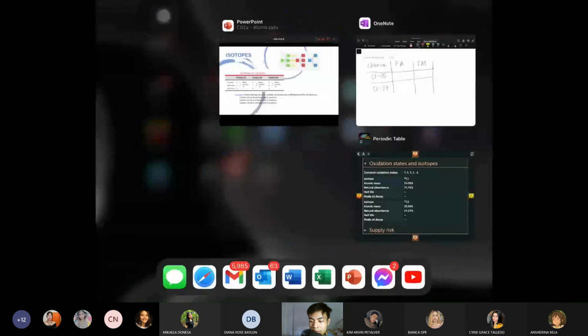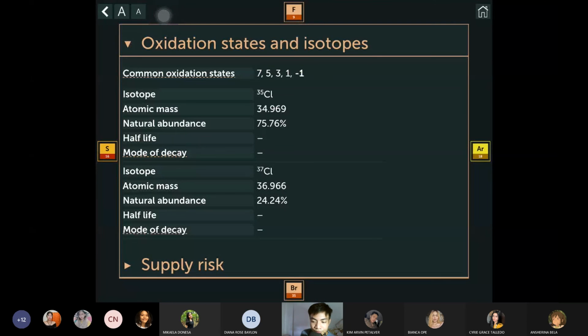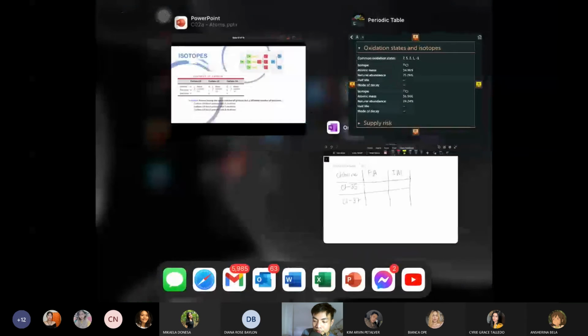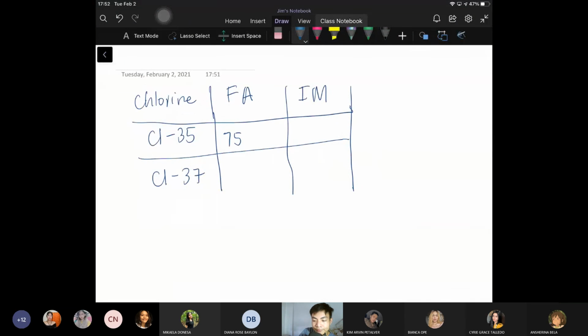So for us to solve for its average atomic mass, kunin muna natin yung fractional abundance ng dalawang isotope. Balik ulit tayo dito. Chlorine 35, ang abundance niya ay 75.76%. Susulat natin doon. And then for chlorine 37, yun yung 24%. Pag pinag-add natin yung dalawa, that will give us 100%. Okay na tayo sa fractional abundance.